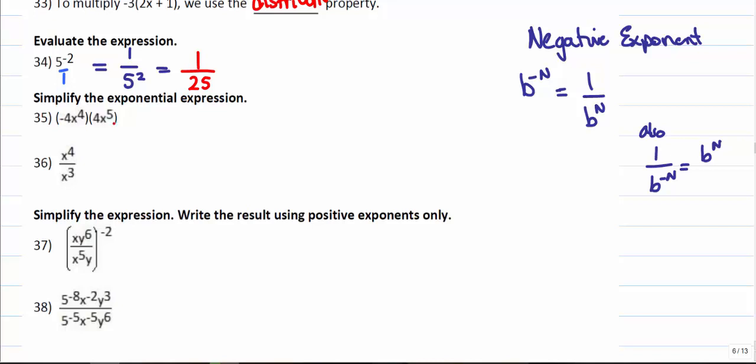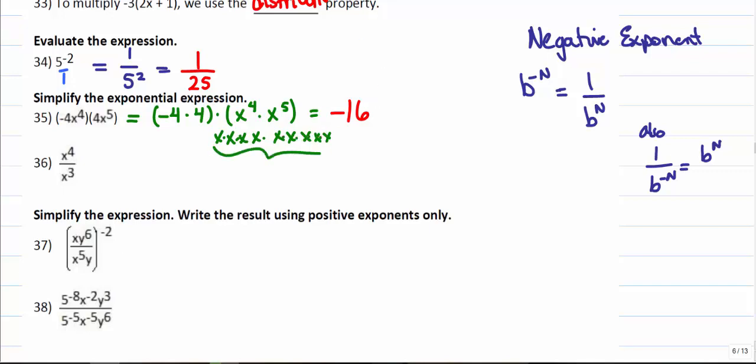All right, so number 34, I'm going to rearrange some stuff. I'm going to group together negative 4 and negative 4 because those are numbers. And I'm going to group together x to the 4th times x to the 5th. Because all I'm doing is multiplying, I can multiply in any order I want. And this is the group I want to multiply in because I know negative 4 times negative 4 is 16. And then if you think about it, this is 4 x's times another 5 x's. Well, isn't that just 9 altogether? So this is the case where we add those exponents together.